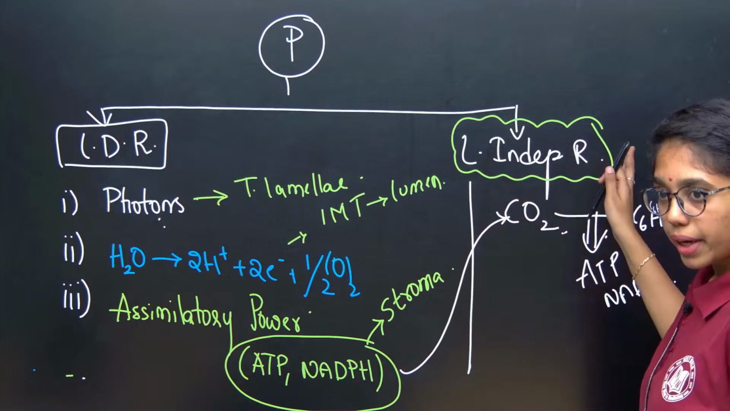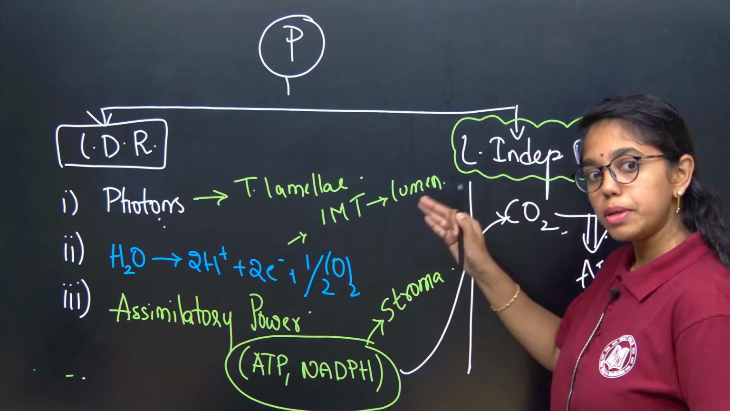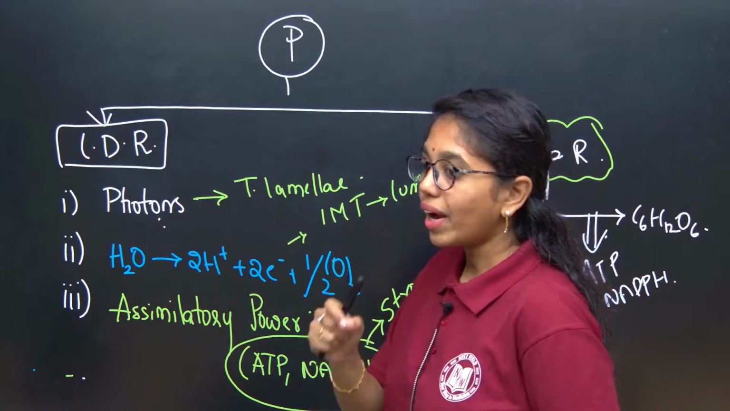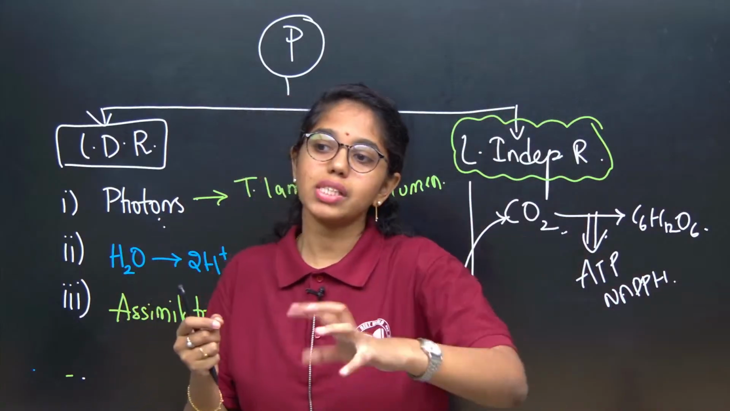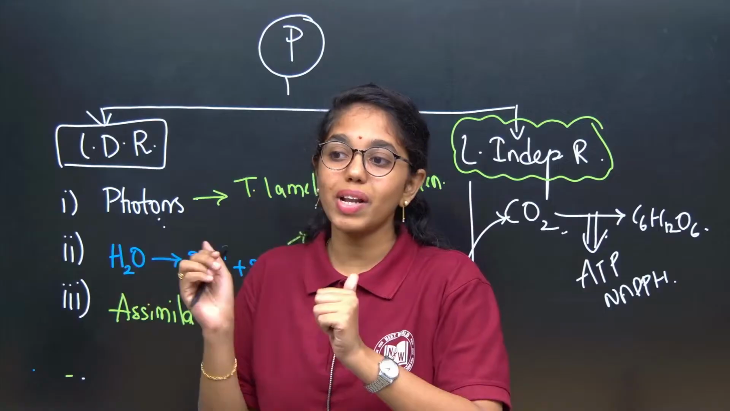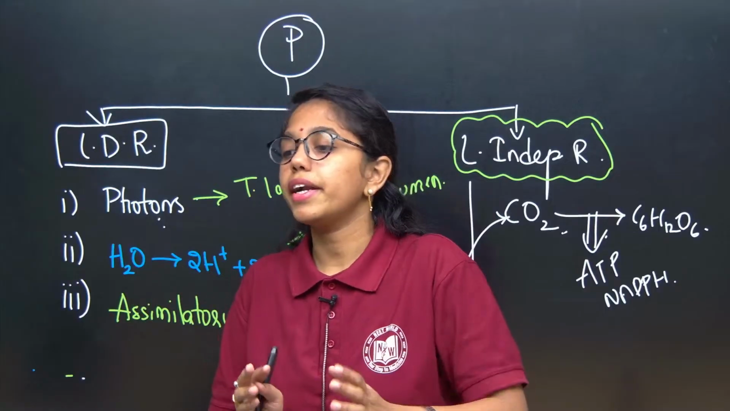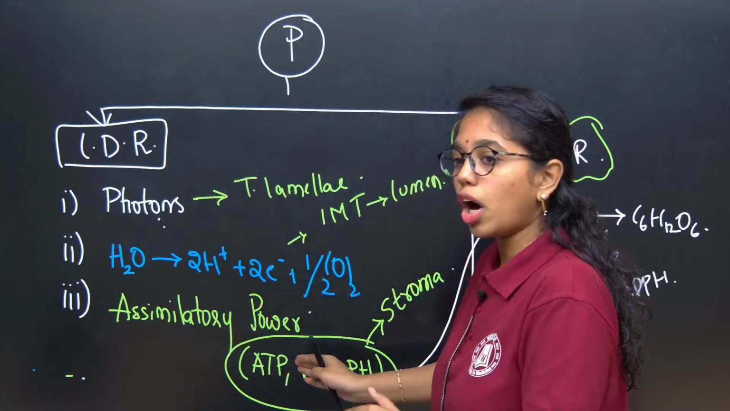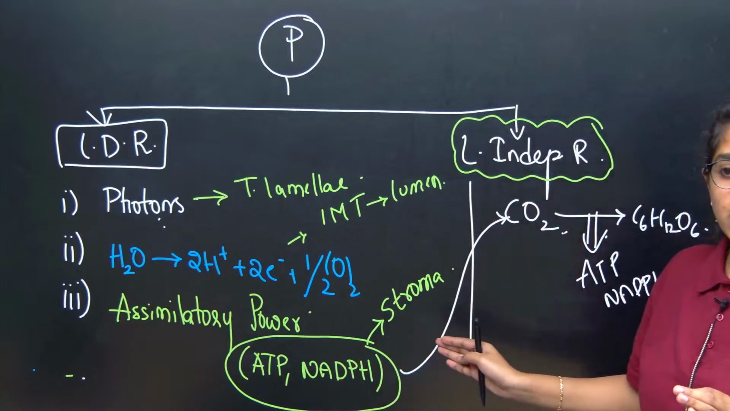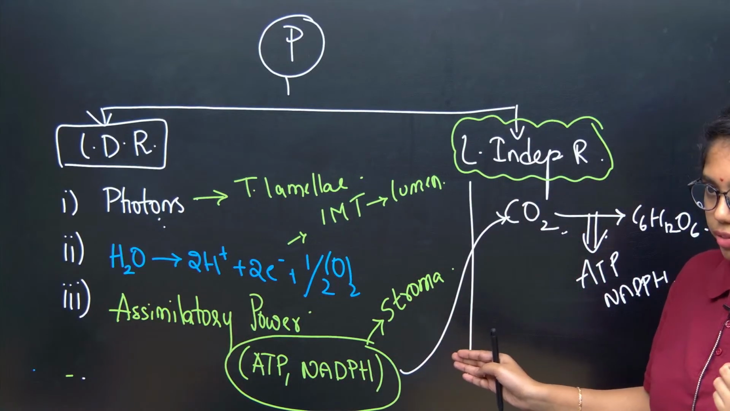Calling light independent reaction as dark reaction is a misnomer. Remember this statement. Why are we calling it a misnomer? Because dark reactions does not mean it takes place in dark only. It is independent of light. It is dependent on the products of light. Whichever statements I am using, listen to them carefully.